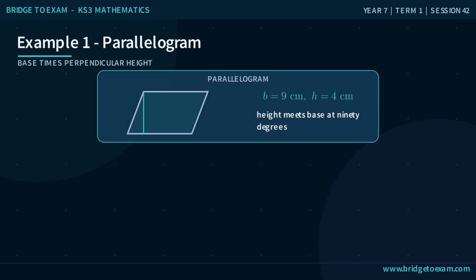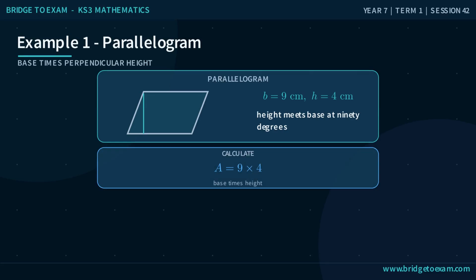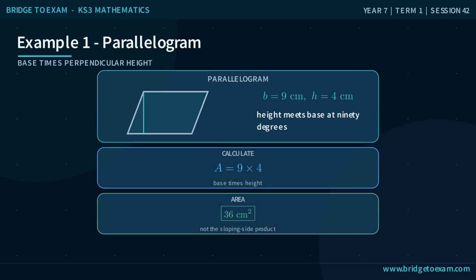Find the area of a parallelogram with base 9 centimeters and perpendicular height 4 centimeters. Use base times height, 9 times 4. The area is 36 square centimeters.